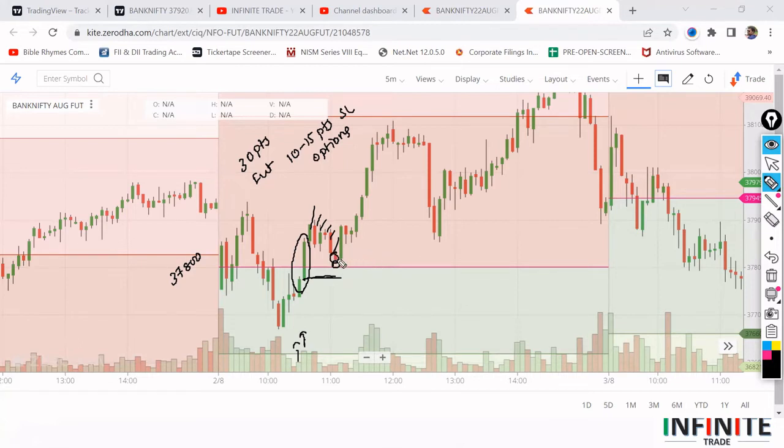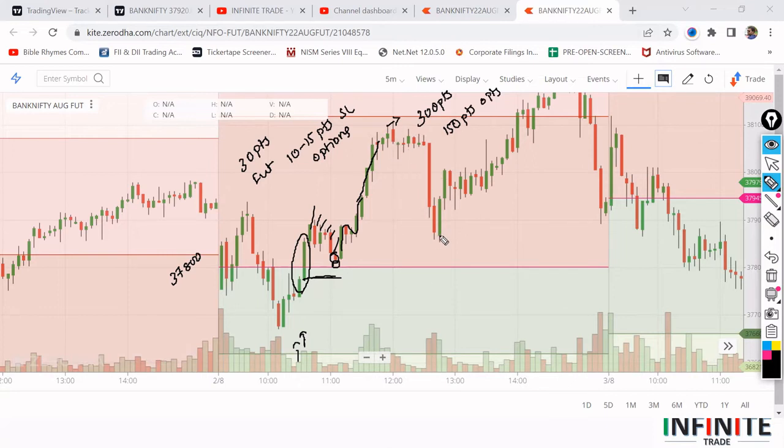So you get an entry here and then a solid momentum. From almost 37,800 it went to 38,100. So how many points move is this? 300 points. This 300 points translates to 150 points in an ATM option. So this is how you trade.